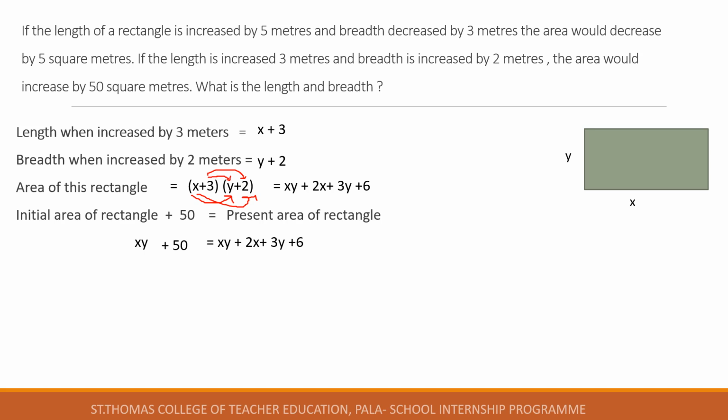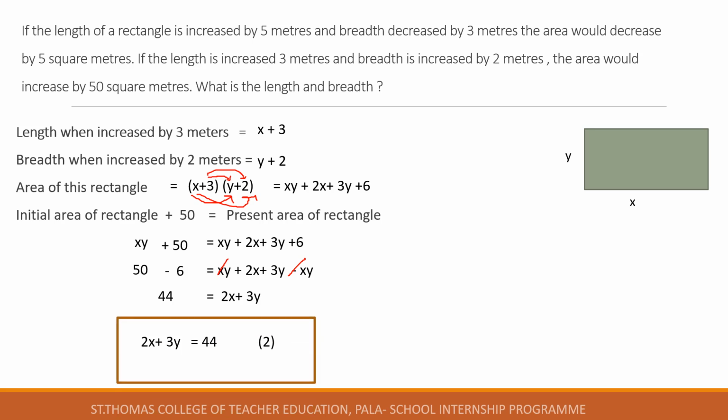Now rearrange. 50 we write in the LHS and 6 is brought to the LHS. What we get? 50 minus 6, which is equivalent to xy plus 2x plus 3y, and we are bringing xy from the RHS to LHS and it changes to minus xy. So plus xy and minus xy gets cancelled. What is remaining? 50 minus 6 is 44. Remaining is 2x plus 3y. So we get 2x plus 3y equal to 44 and we call this as equation 2.